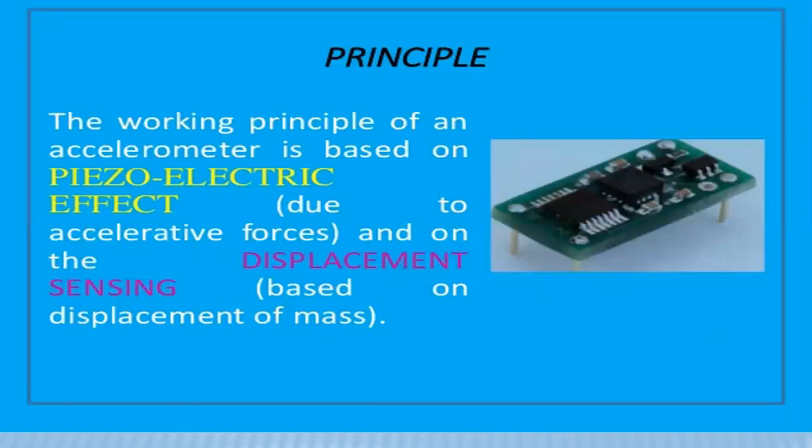What is the working principle of the accelerometer? The working principle of an accelerometer is based upon the piezoelectric effect. By this piezoelectric effect, the accelerometer works, and it is due to accelerative forces on the displacement sensing device. It is based upon the displacement of mass. So the working principle of an accelerometer is mainly based upon the piezoelectric effect.